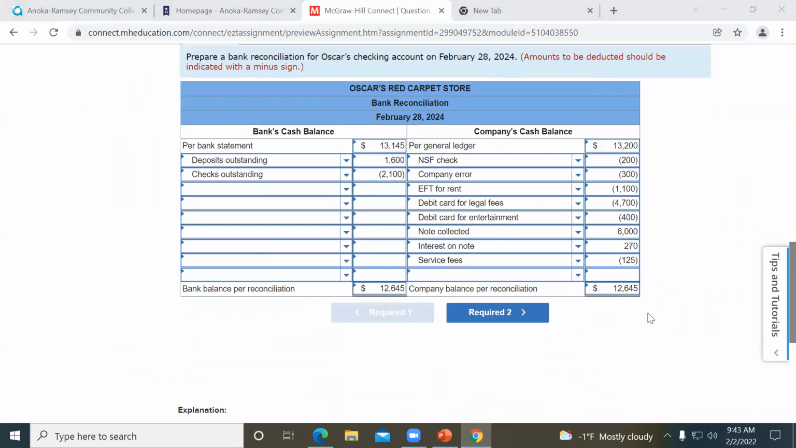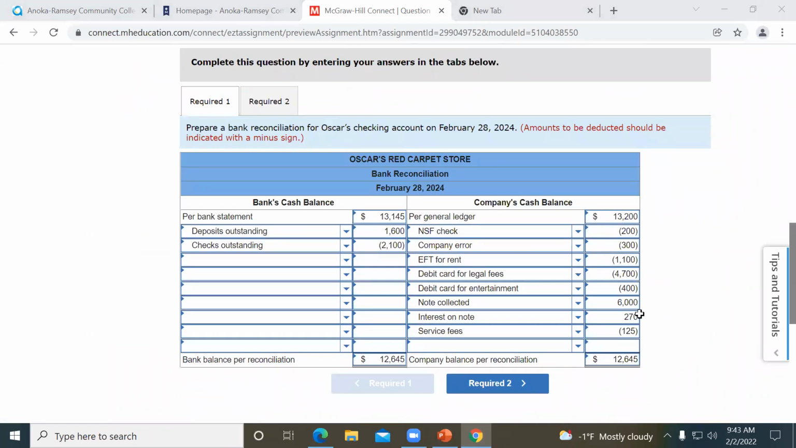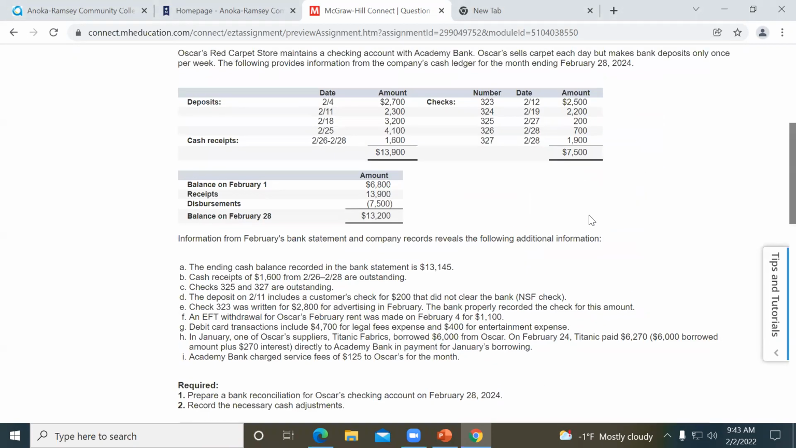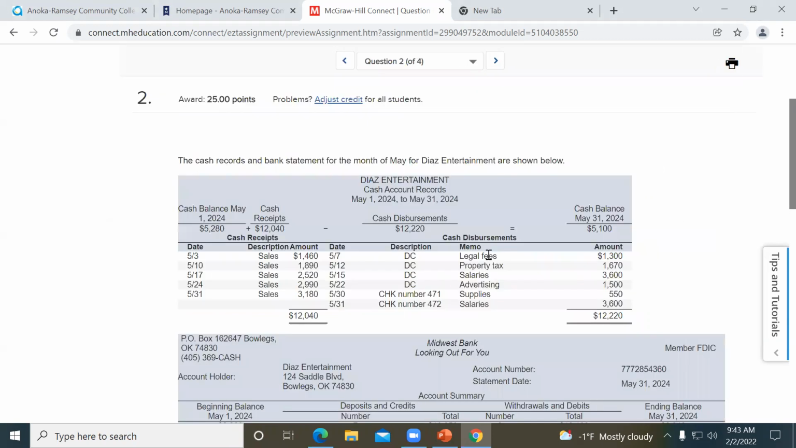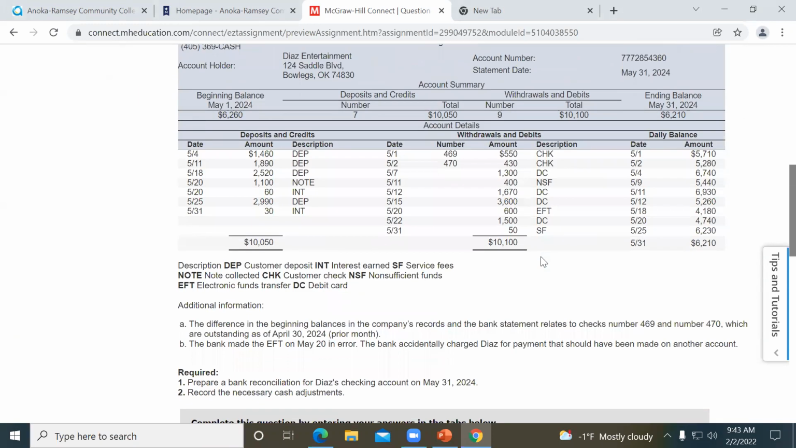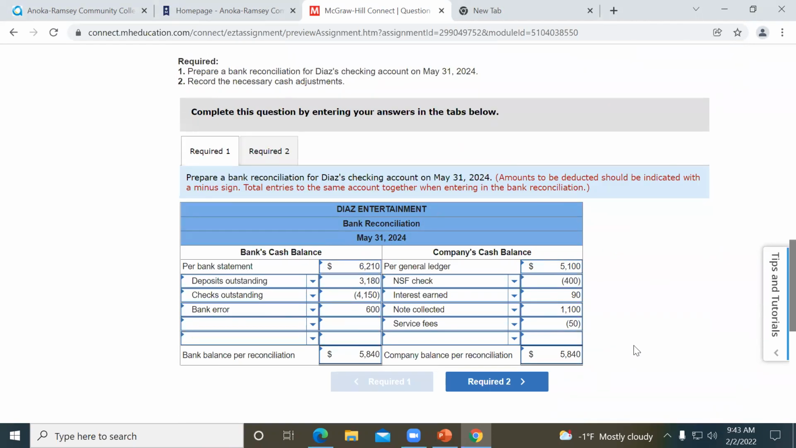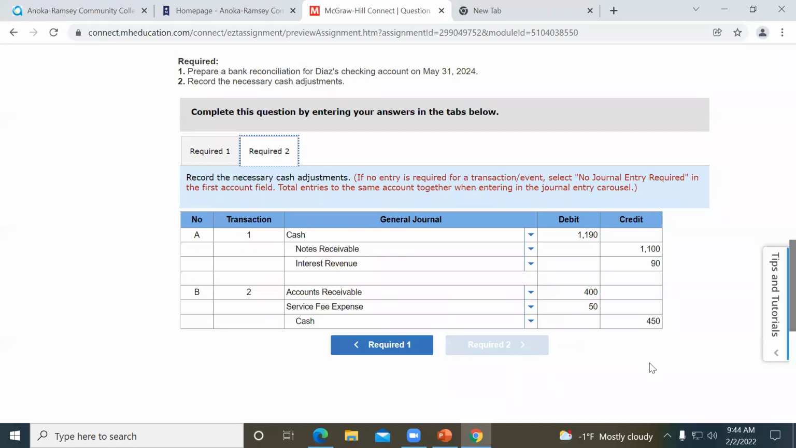So here is the reconciliation. Here are the journal entries. Okay, thank you. You bet. Remember, the journal entries are only for the company side. Here is another transaction, bank reconciliation. And again, remember, everything from the company side will need to have a journal entry.